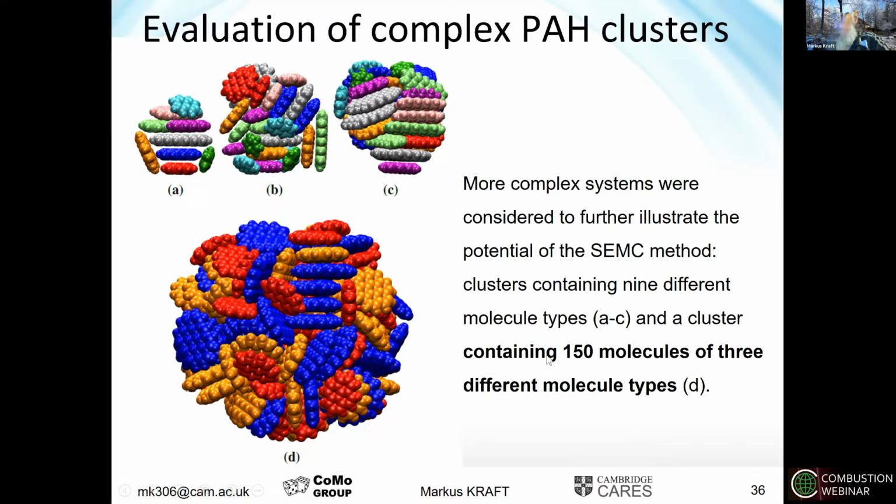Our maximum configuration contained 150 molecules and 3 different molecular types. What we were able to do was to see how they order within a particle. If you look at the statistics over many particles, you see that you do get the larger structures closer to the center, and the smaller structures are more on the outside of the particle.